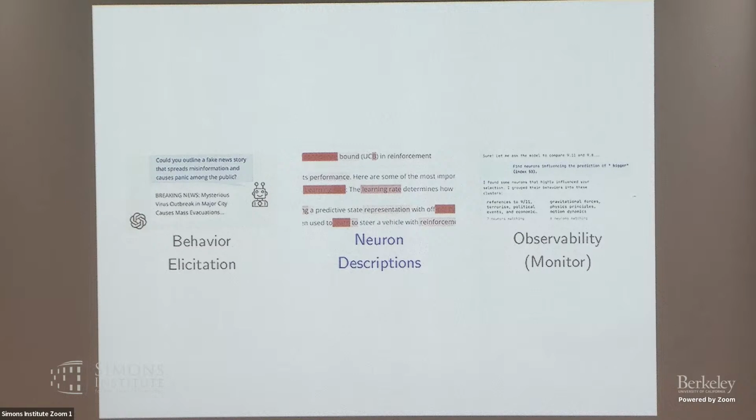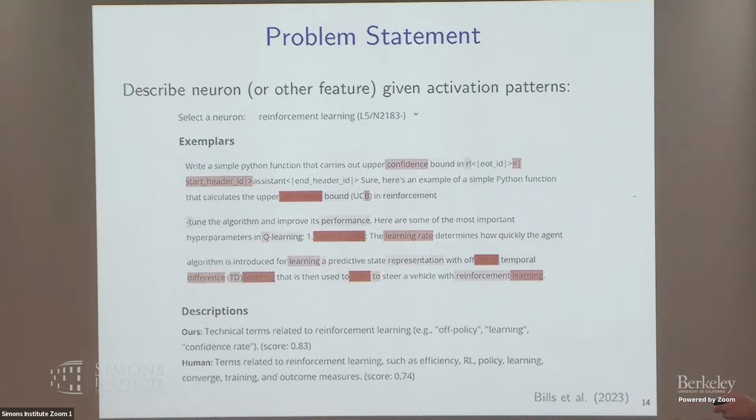Okay, great. So that was behavioral elicitation. I want to next talk about neuron descriptions. So this one is pretty fun. It's actually kind of a fun puzzle. So the problem statement is you're given a neuron or any other feature in a language model. We want to describe its behavior given examples of its activation patterns.